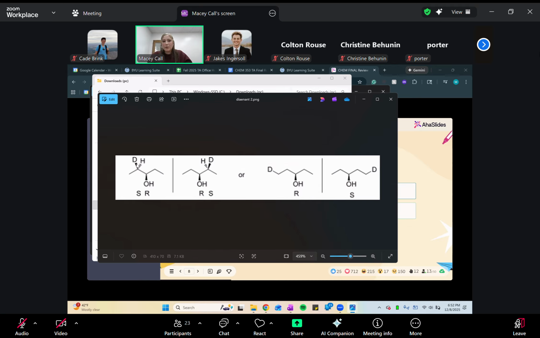So now we're comparing the one that's a wedge on the left and the one that's a wedge on the right. And if we look at the stereo center configurations, it's SR and then it goes RS, which means that both of them flipped, which means it's an enantiotopic. We can also tell that because there's a plane of symmetry down the molecule, which is a good indication.